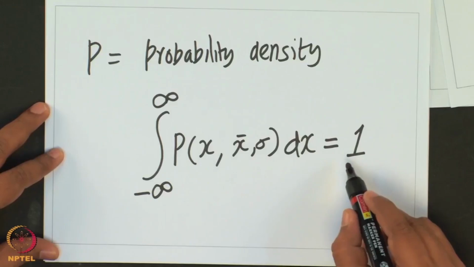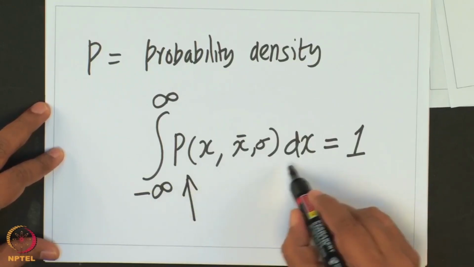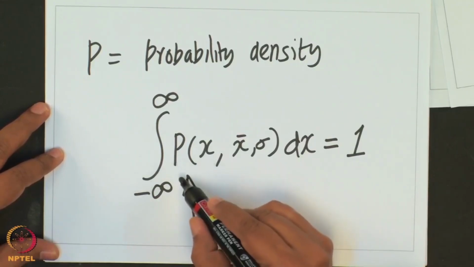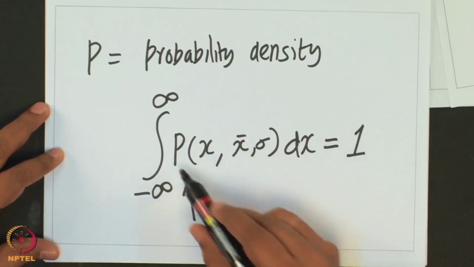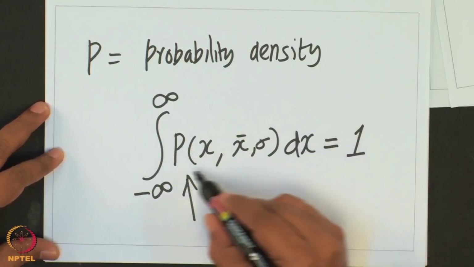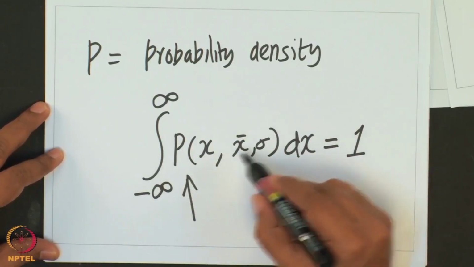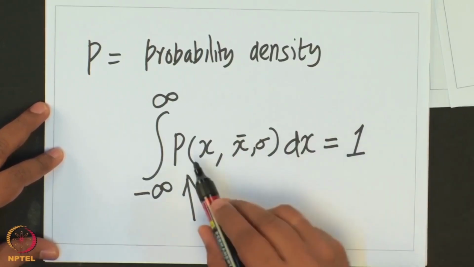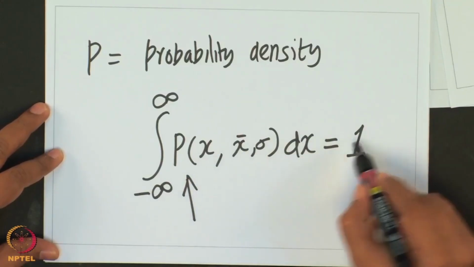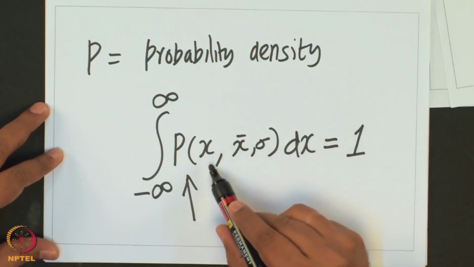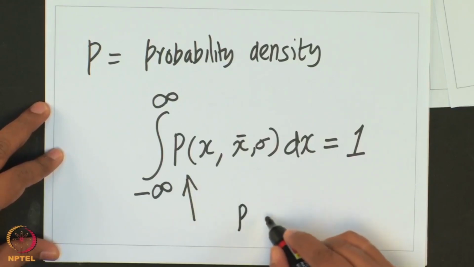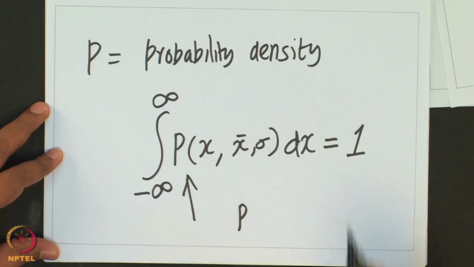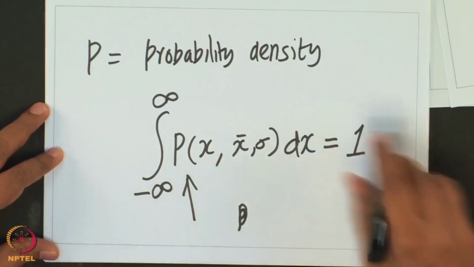Therefore, since this integral is 1, p has a dimension. If x is a length, this will have a dimension of 1 over length. So p is more like a probability density, something divided by x, so that when you multiply with x, it will be a dimensionless number. P has a dimension of 1 over x. Only then p times x will be a dimensionless number.